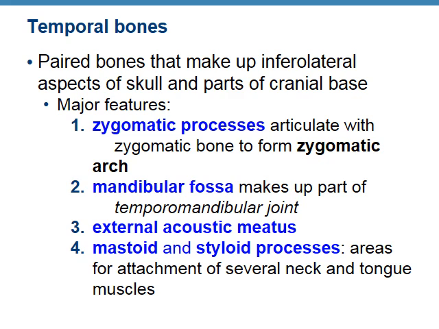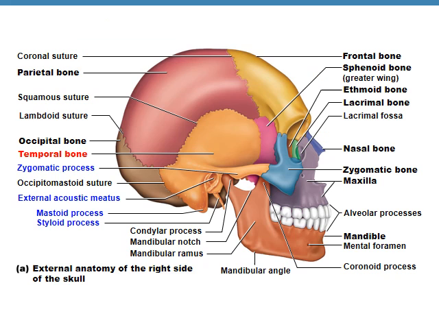Now we move on to temporal bone. So there's a few features we have to look at with the temporal bone. We have to look at the zygomatic process. Zygomatic is basically your cheek, where your cheekbone would be. We're going to see the mandibular fossa. We're going to see the external acoustic meatus, your ear. And then we're going to look at the mastoid and the styloid processes. Basically, these are for muscle attachment.